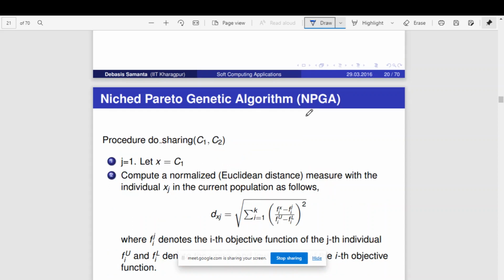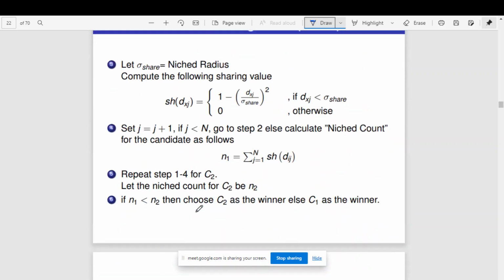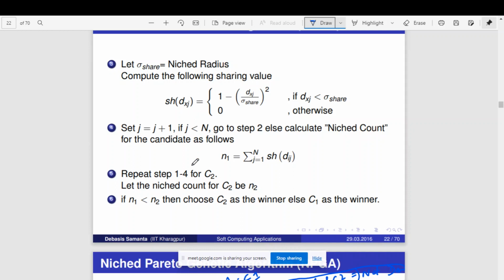Then we have to perform something called niche sharing. So this algorithm you have to follow, and you have to find two values, n1 and n2. The niche sharing procedure is one procedure. When you perform the niche sharing procedure for C1, the result you get is called n1. When you apply the niche sharing procedure for C2, the result you get is called n2.